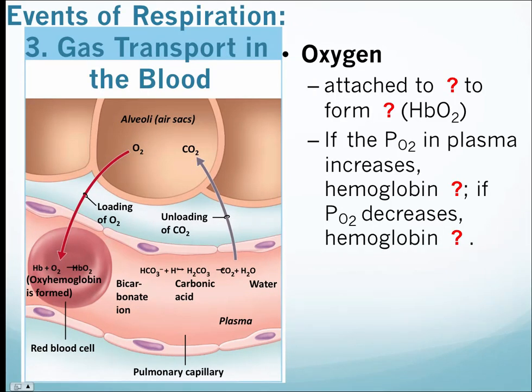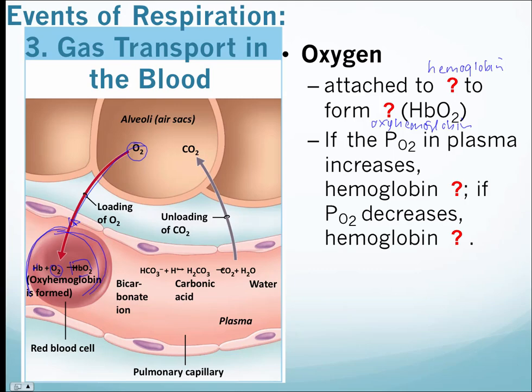Third event of respiration is gas transport in the blood, and this is how oxygen and carbon dioxide are going to be transported from the lungs towards our cells and tissues, or from our cells and tissues towards our lungs. Once oxygen enters from our alveoli into our blood, it's going to enter into our red blood cell, and it's going to combine with hemoglobin to form this complex called oxyhemoglobin. So oxygen is going to attach to hemoglobin to form oxyhemoglobin.